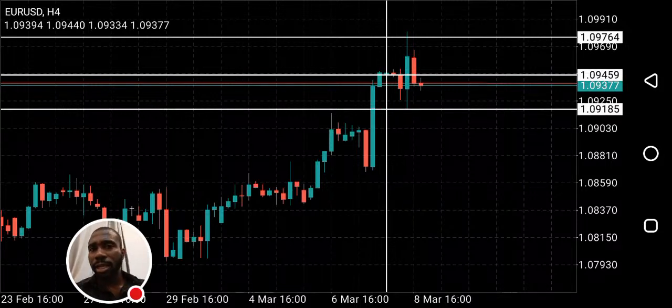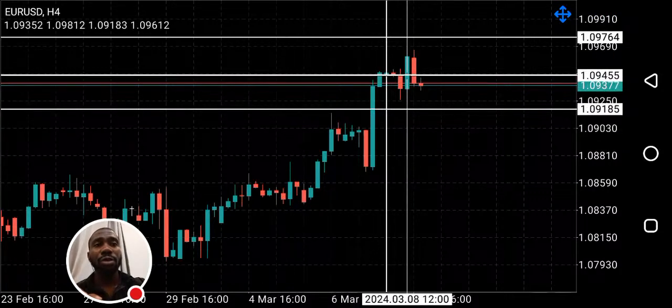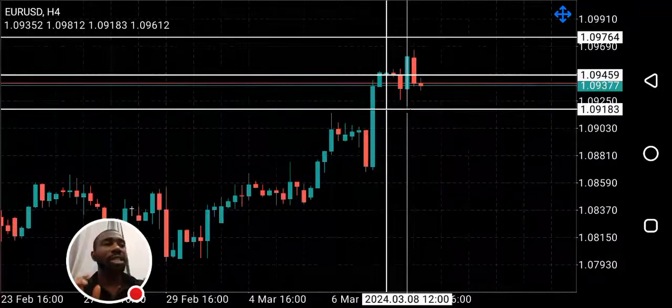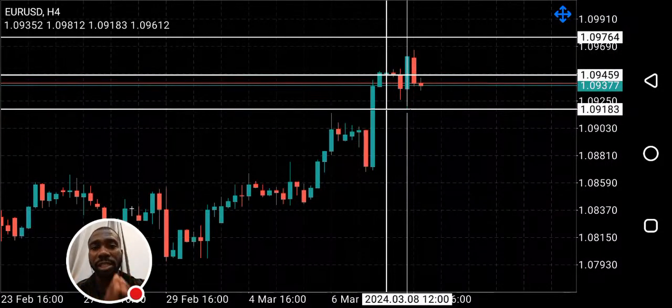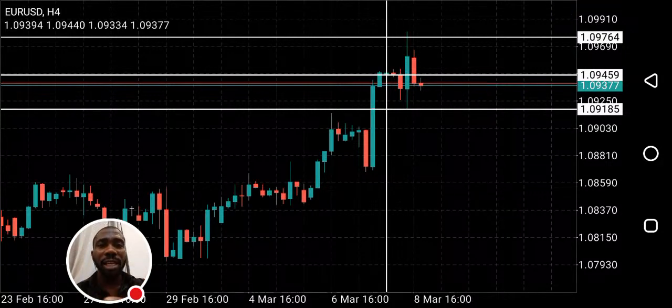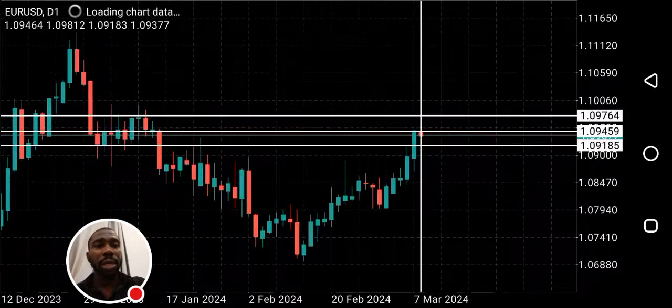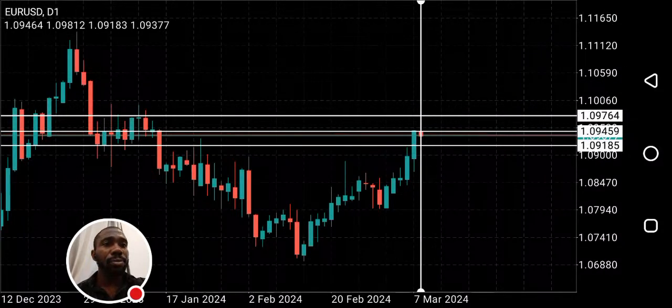We cannot sell Euro USD at the current market price. We have to wait for a candle to close below the low of this spinning top before we sell. That is my take on Euro USD, and we're going to sell Euro USD to a discount level before we consider buying. We want to see price drop to a discount level before we buy Euro USD.